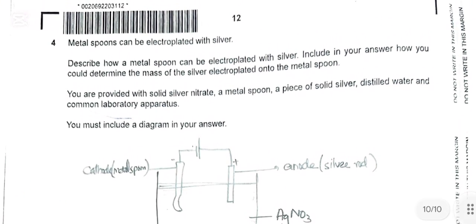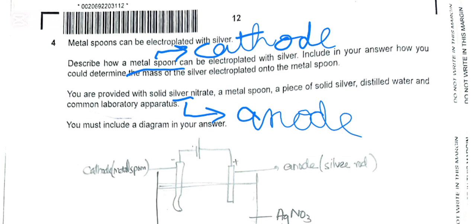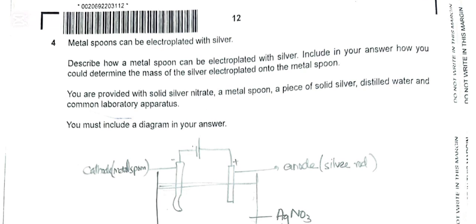So you should always remember, the metal spoon is the one which has to be electroplated. So it has to be at the cathode. This is something you all must remember, and what you electroplate with is the silver. So silver must be at the anode. This is something that everyone must know.